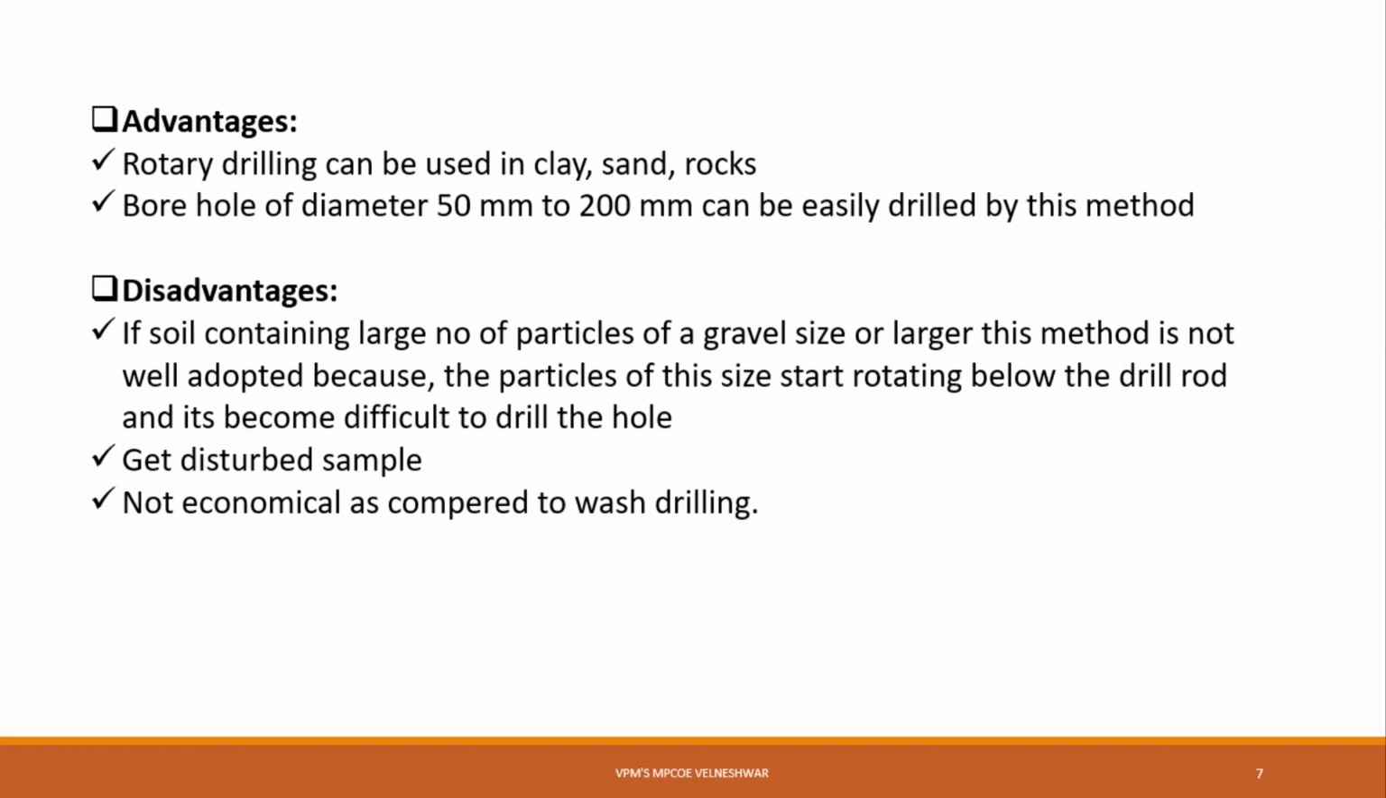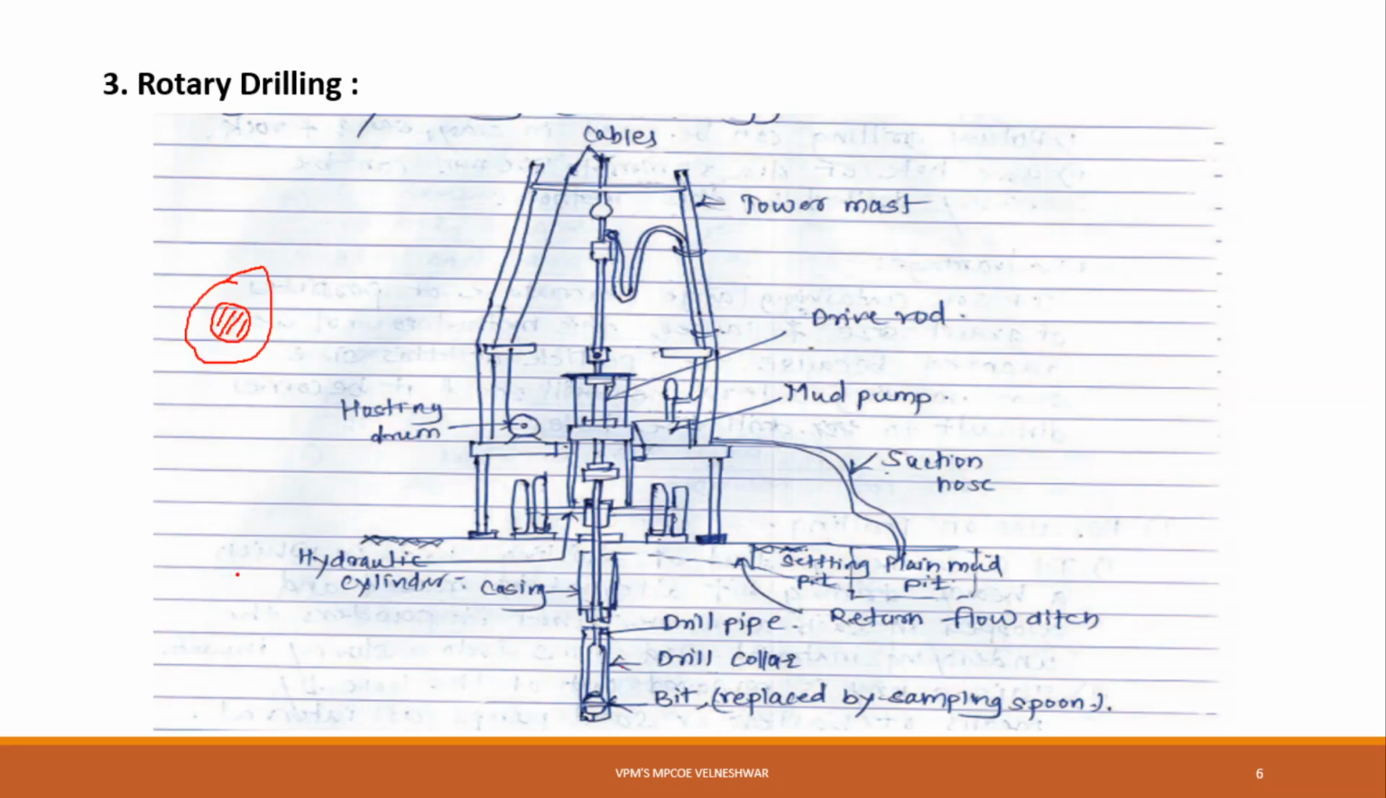Now first, if soil contains a large number of particles of gravel size or larger, this method is not well adopted because the particles of this size start rotating below the drill bit. See here what happens if you get particles of gravel size or larger than gravel: due to the rotary action, these gravels are rotated to the bottom of the bit.